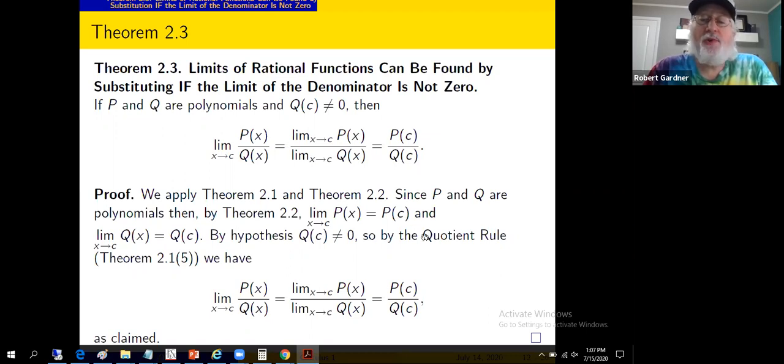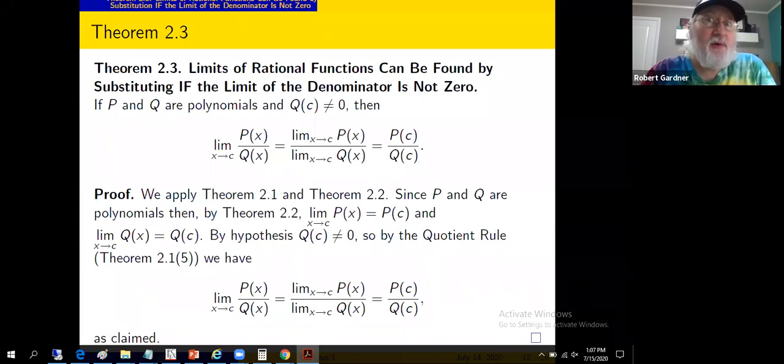So the quotient rule says the limit of a quotient is the quotient of the limits, if you don't get 0 in the denominator. We don't get 0 in the denominator. We get q of c in the denominator, and that's not 0. So the previous result combined with the quotient rule tells you that evaluating limits of rational functions is a piece of cake. If you don't get 0 in the denominator, you can do these by substitution.